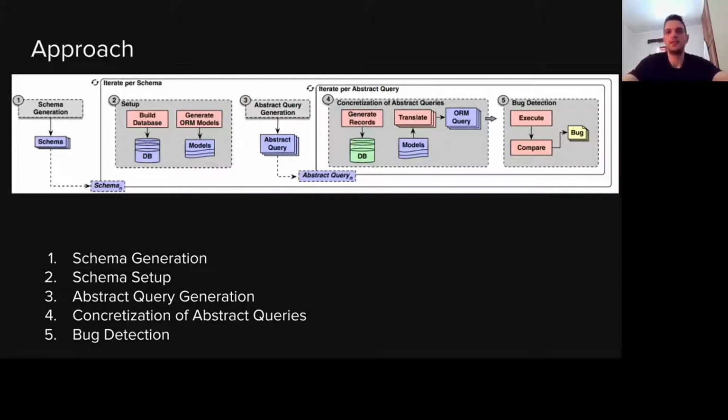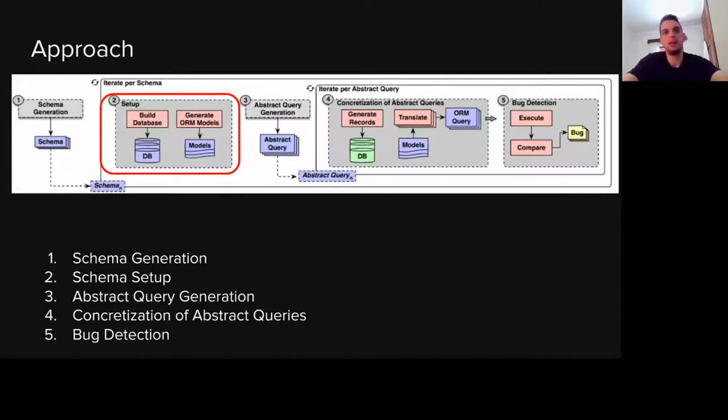We propose the first differential testing approach for systematically testing ORMs. Our approach is shown in the diagram and consists of 5 phases. In the first phase, called schema generation, we generate a number of random relational database schemas. We use these schemas in the second phase, called schema setup, where we set up the underlying databases and we automatically derive the corresponding ORM models.